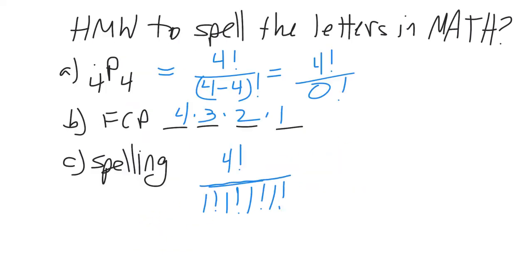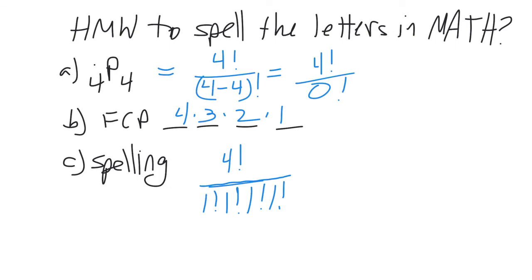of problems. In our last example, how many ways are there to spell the letters in math? Now there's no duplicate letters. We could use permutations. Of the 4 letters, choose 4 of them. 4 factorial over 4 minus 4 factorial. We could use the fundamental counting principle. You have 4 choices for the first, 3 for the second, 2 for the next. We could use the spelling technique. The total letters is 4. We have 1 M, 1 A, 1 T, and 1 H.